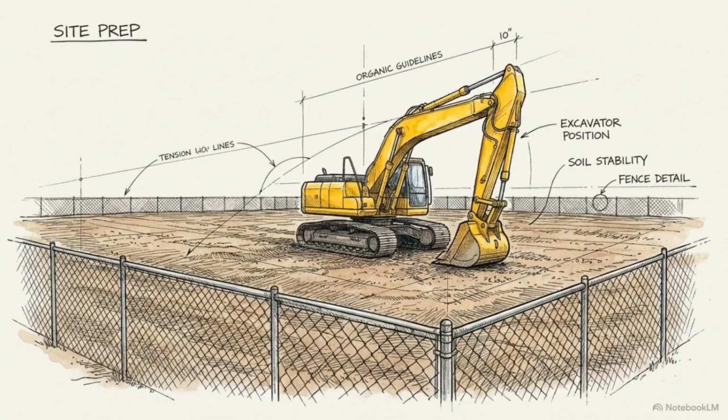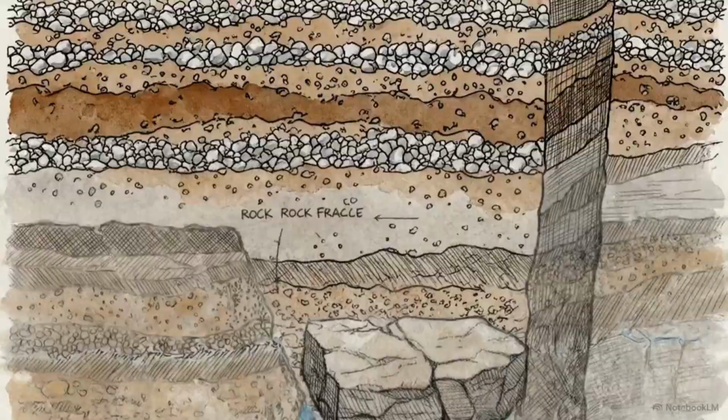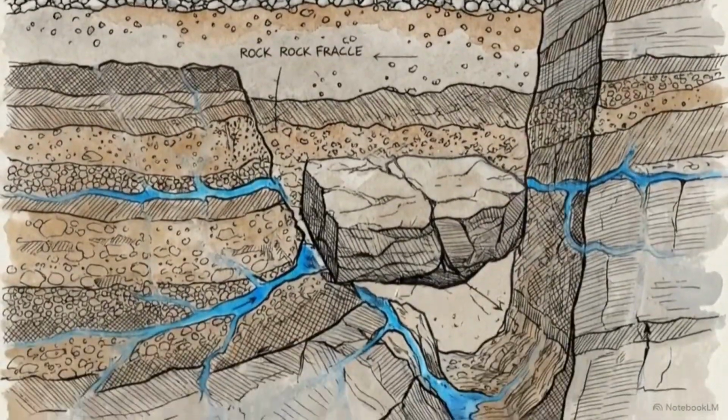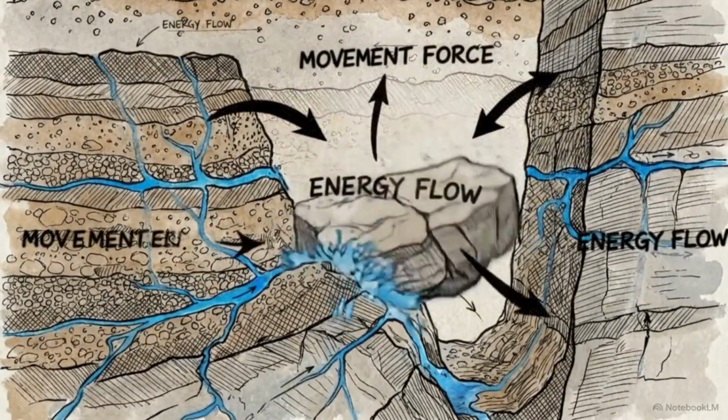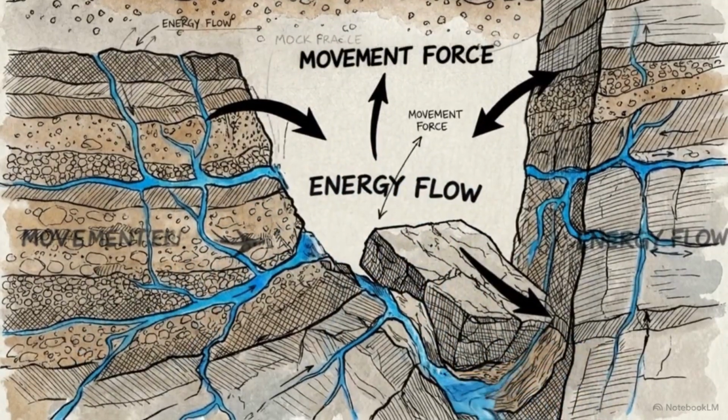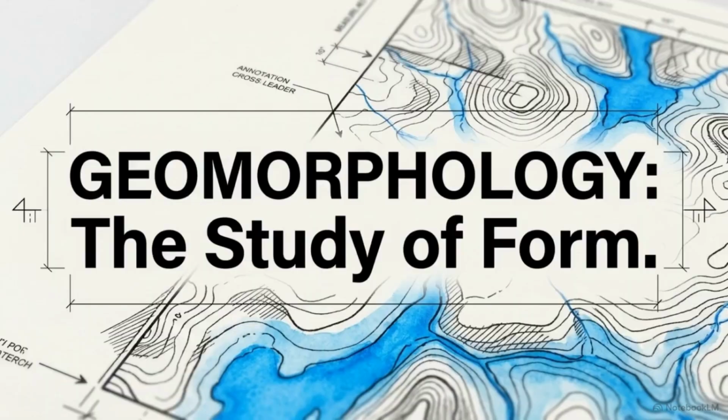When we look at a vacant construction lot, it is easy to see a blank canvas, but the ground beneath that site is not finished settling. It is actively participating in a continuous geological cycle. This brings us to geomorphology.